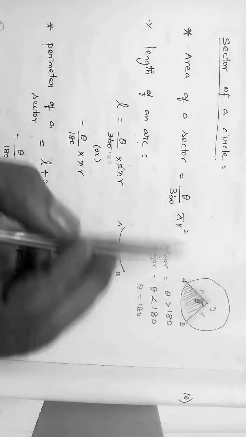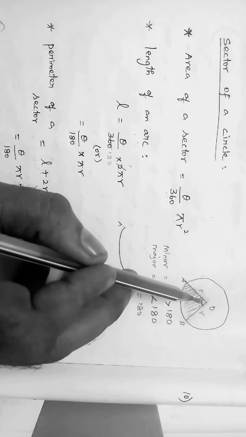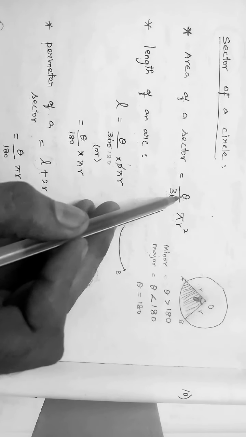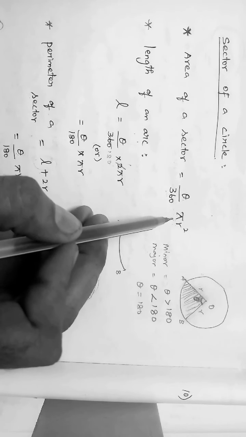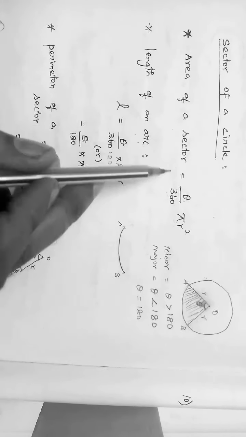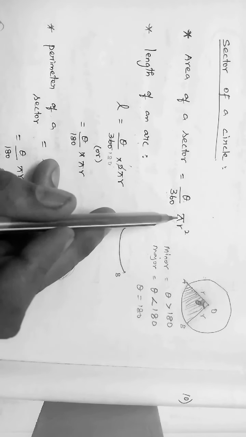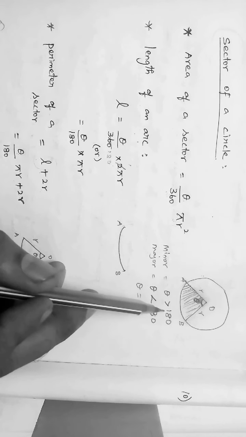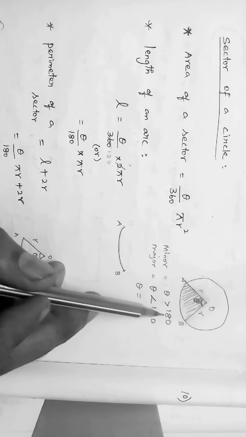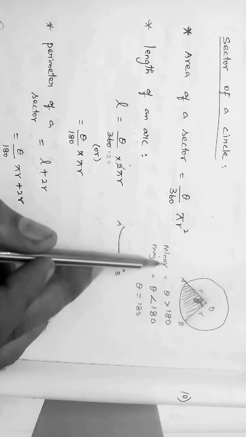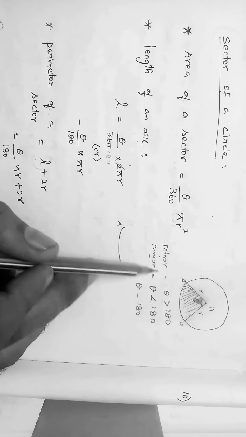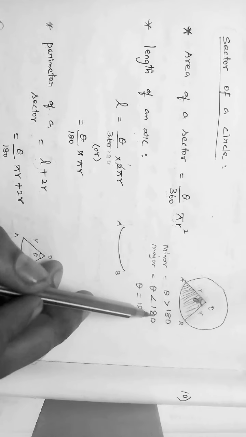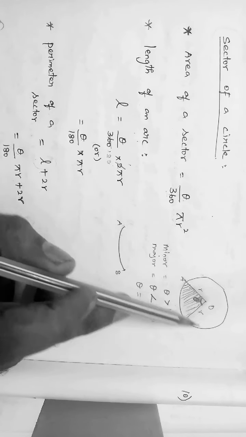Among the 360, what angle of area are we going to find? That is nothing but theta divided by 360 into pi r square. So area of sector formula is nothing but theta divided by 360 into pi r square. If theta is less than 180, then it will be a minor sector. If theta is greater than 180, then it will become a major sector.